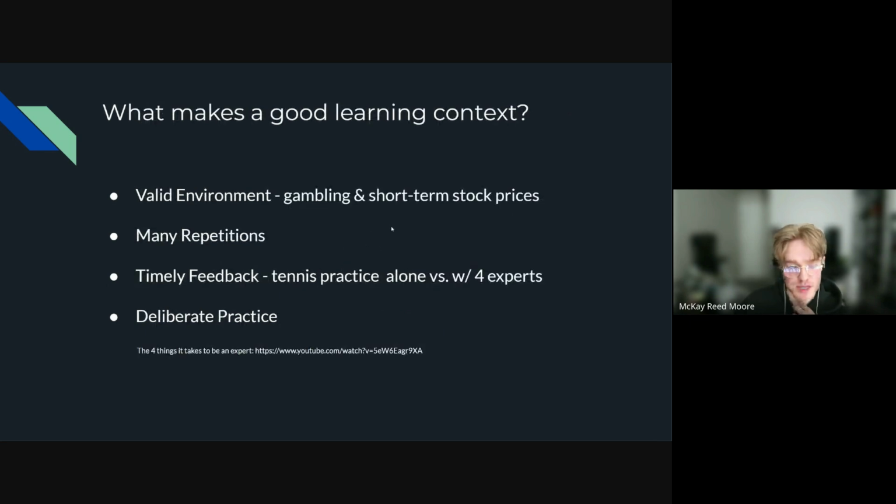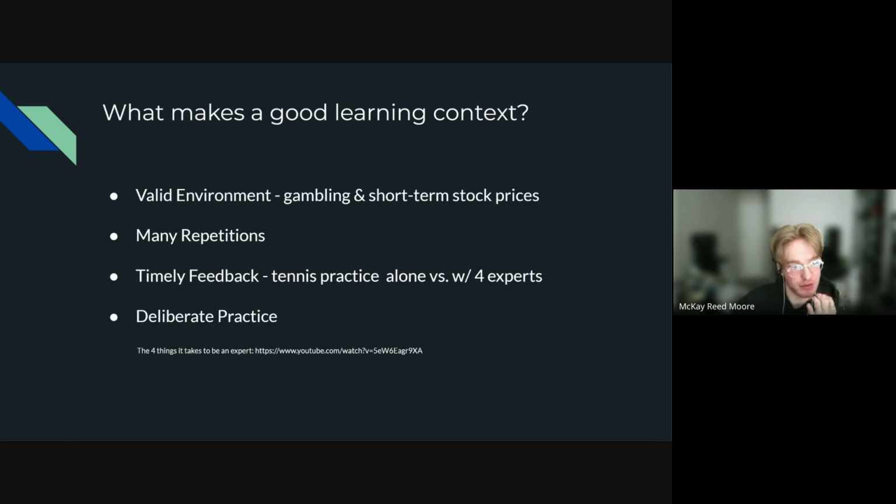Okay. I'm going to give a brief overview of learning contexts and what makes a good learning context. So this would be understanding what environment you want to place yourself in when you are wanting to learn.